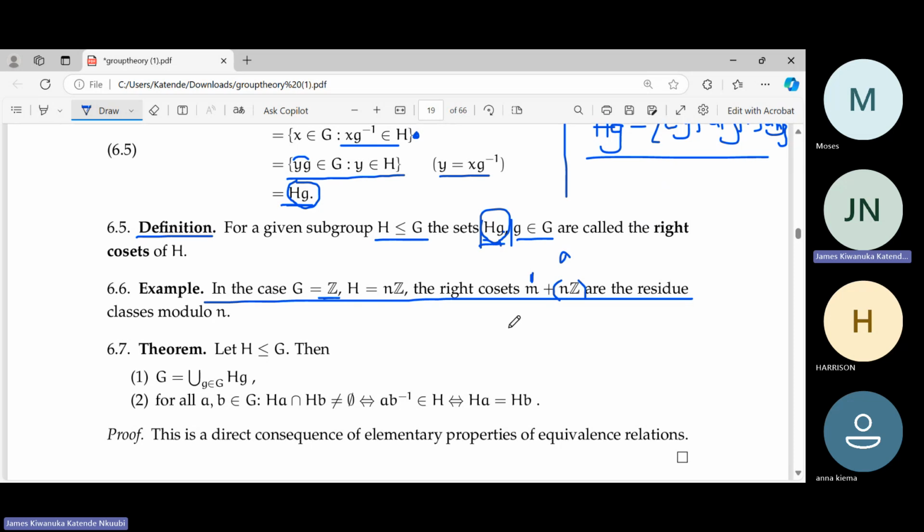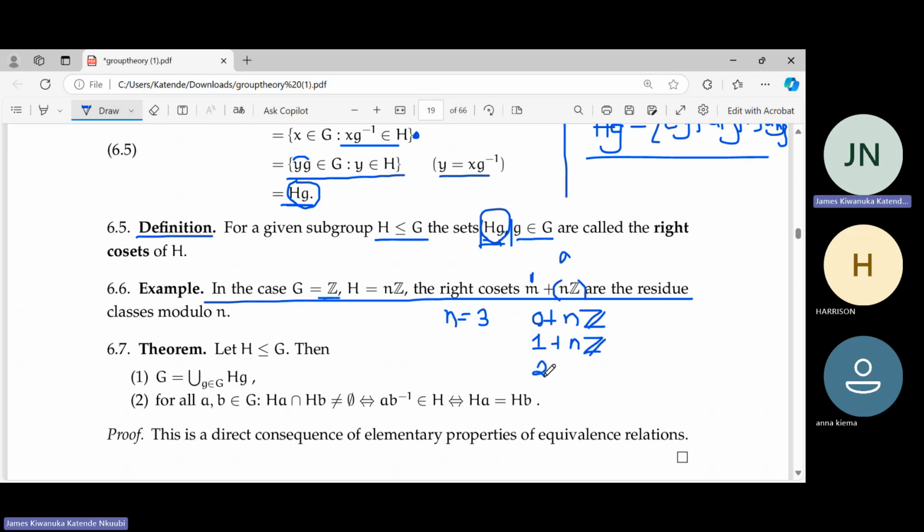So for instance, just to illustrate this example, if you pick n equal to 3, you should be able to observe that your left cosets will be, the first one will just be 0 plus nZ. So that will just consist of all multiples of n. The other left coset will be all numbers that leave remainder 1 when divided by n. Then the last one will be numbers that leave remainder 2 when divided by n.